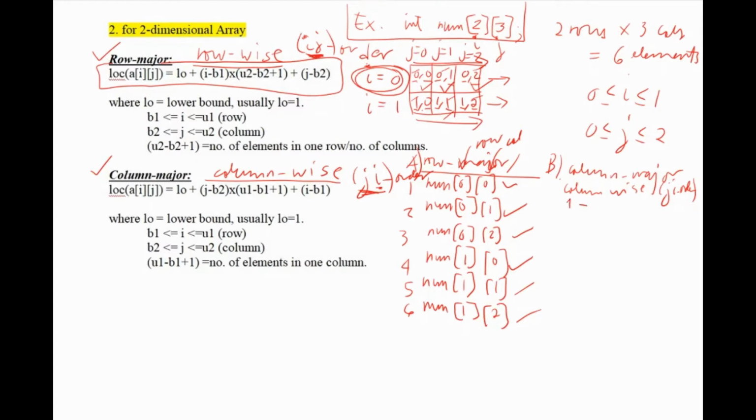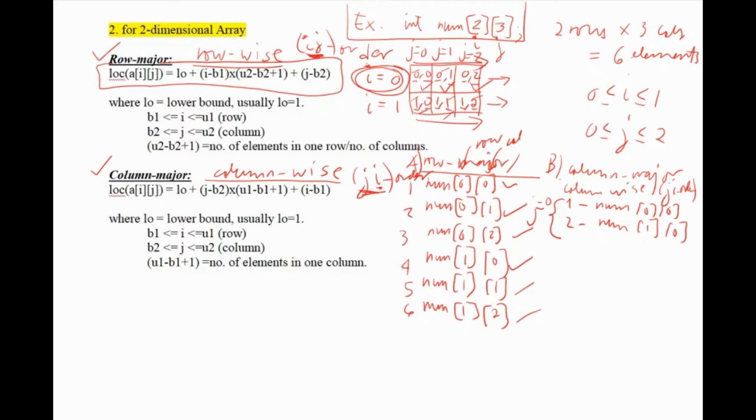The first one is num 0, 0. The second is this one, num 1, 0. So this is the first column where j is equal to 0. And after the first column, we move to the next column where j is 1.